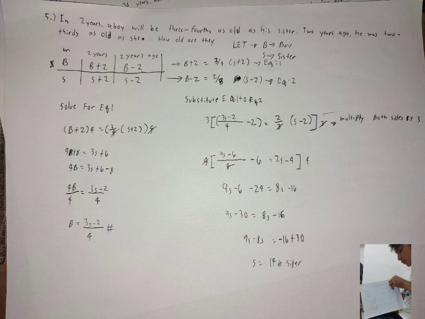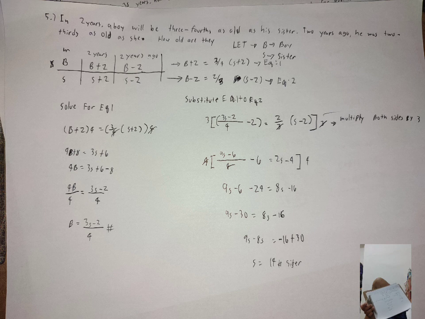So let's move on to problem number 5. In 2 years a boy will be 3/4 as old as his sister. 2 years ago he was 2/3 as old as she. How old are they? So here in the graph, the boy and his sister. So in 2 years the age of the boy will add 2 years, and also his sister. On the other side, the boy minus 2, and also his sister.